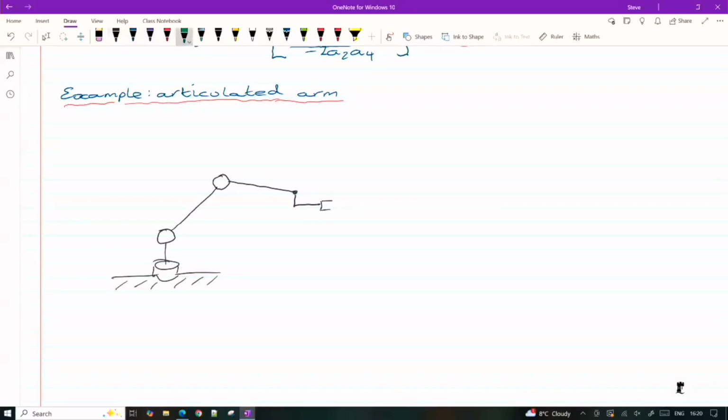So you know how to work out, or you will know how to work out, how to position the Dobot at Px0, Py0, Pz0. And as I mentioned last week, this type of robot is referred to as a palletizer robot, for example.